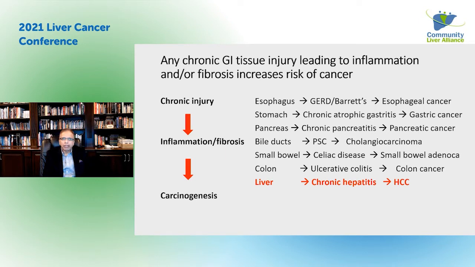So there is a pattern of moving from chronic injury to inflammation and fibrosis that leads to an environment which is conducive for carcinogenesis. So in liver, if there is chronic inflammation or chronic hepatitis, particularly if there is significant fibrosis associated with it, that creates a risk for hepatocellular carcinoma.